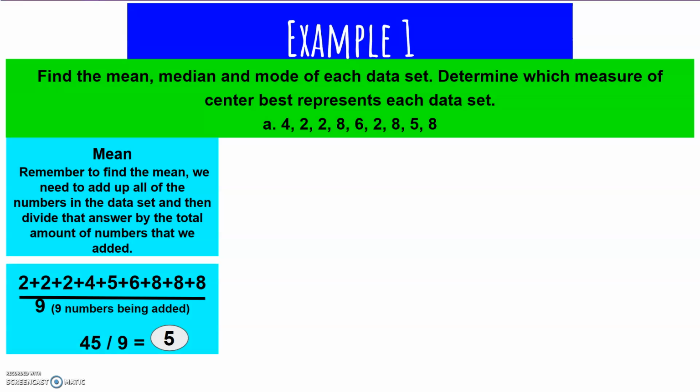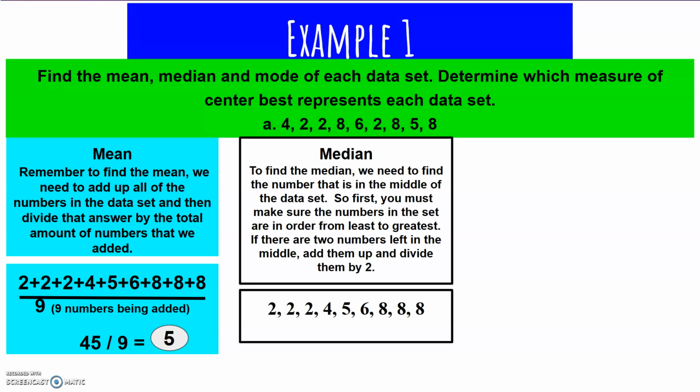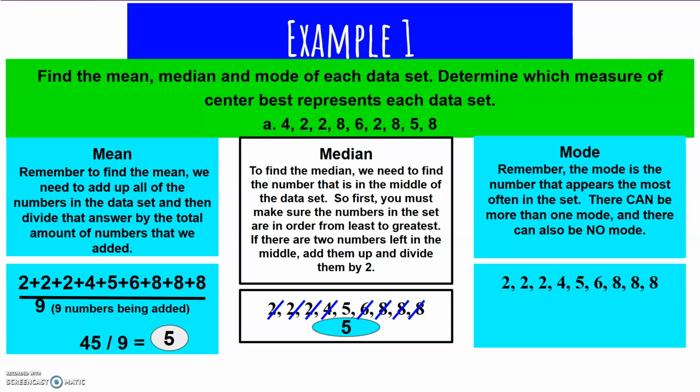Add them all up, we get 45. We divide that by 9, and we get 5. Okay, so if we just took the straight mean, the average, that would be 5. The median's the number in the middle. First things first, put them in order from smallest to largest, and the median here is, oh, it's also 5. Cool. And the mode, well, it looks like there's 2 modes here. 2 and 8. Interesting that they're the smallest and the largest numbers.